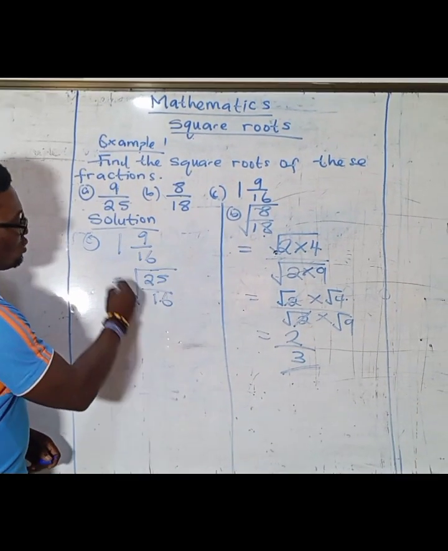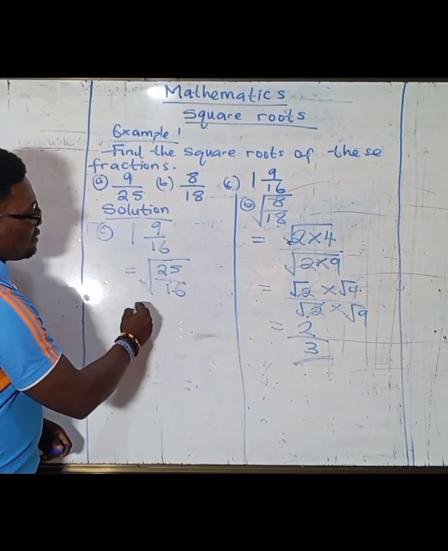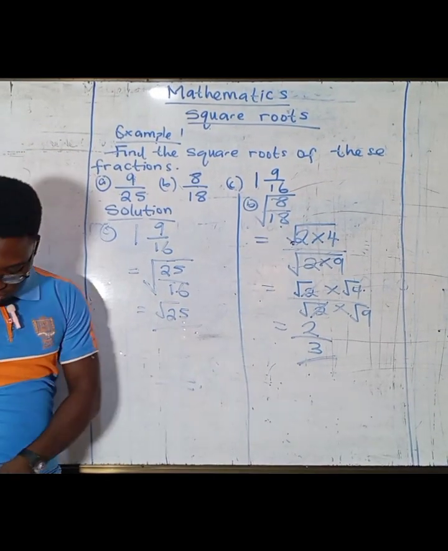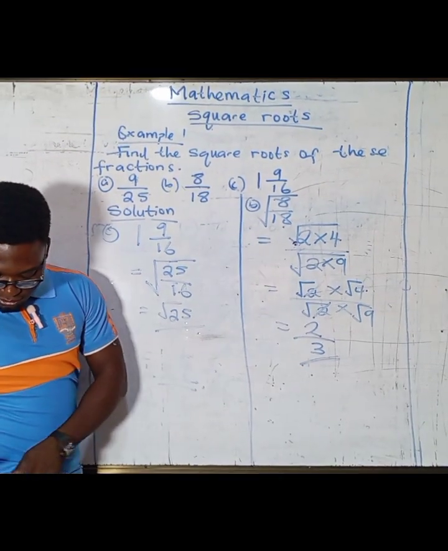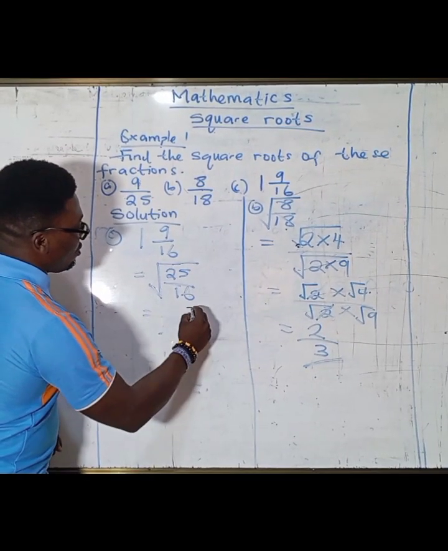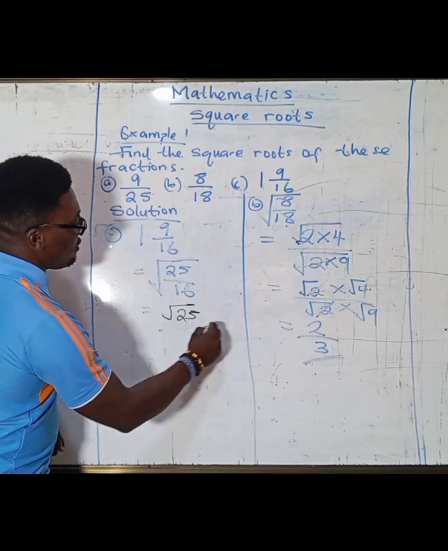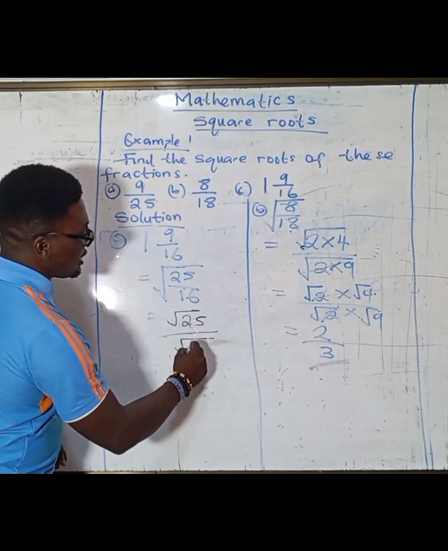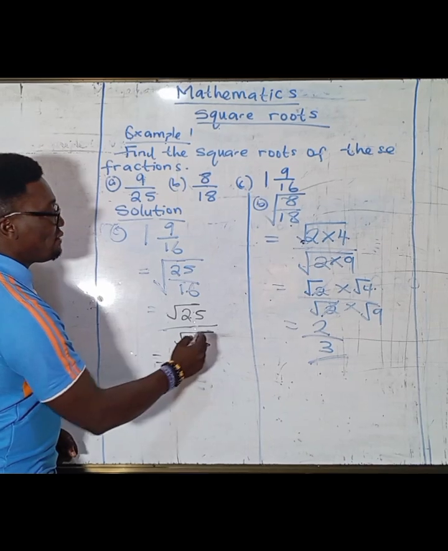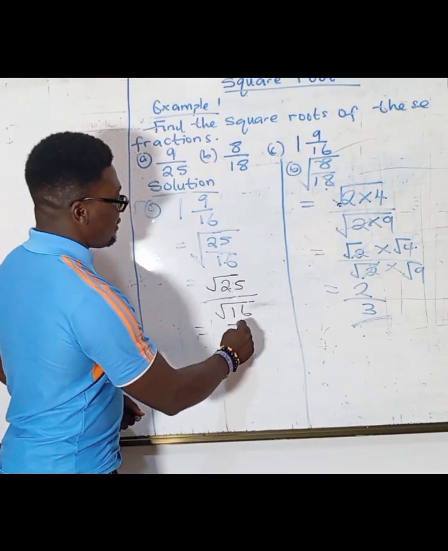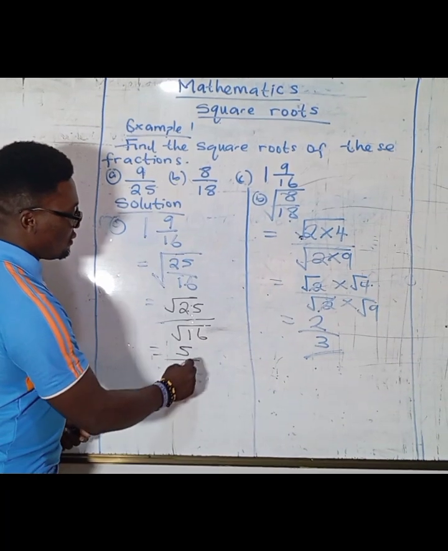When we distribute the square root, we have it as square root of 25 over square root of 16. So what's the square root of 25? What number will multiply itself to give us 25? It's 5. I have 5, and square root of 16 is 4.